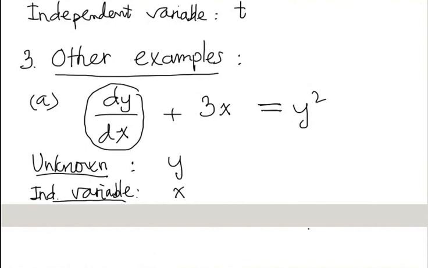This differential equation is said to be of order 1, first order, because in the differential equation here we only see the first derivative.